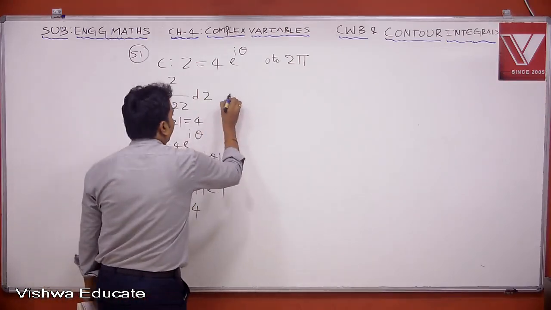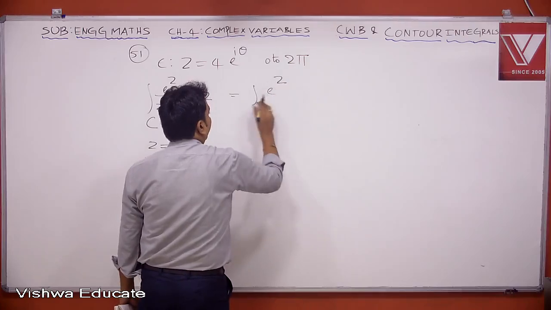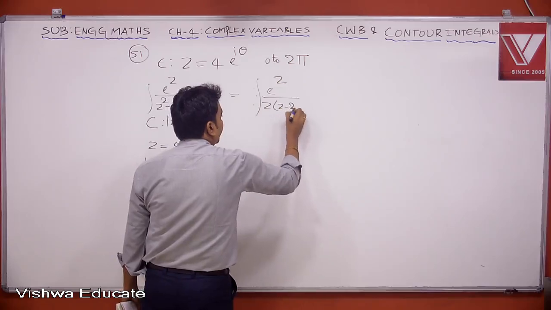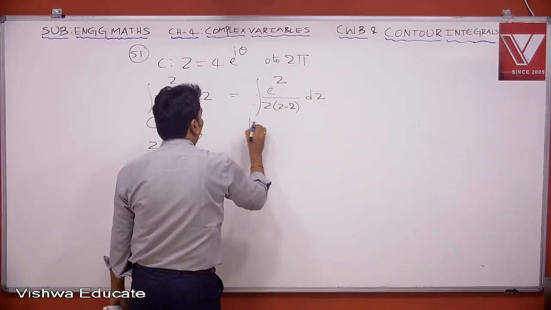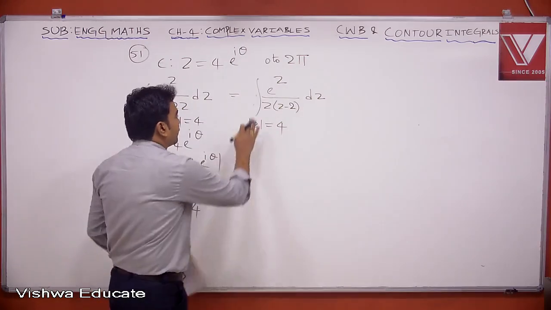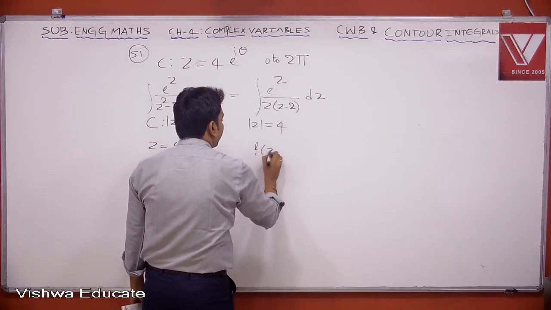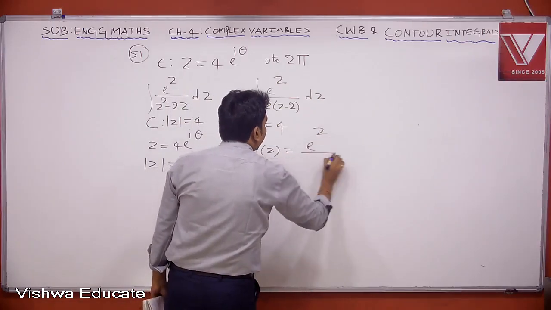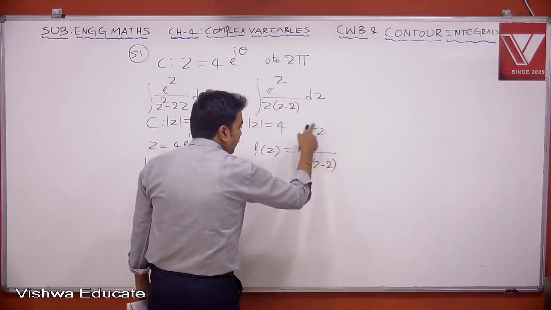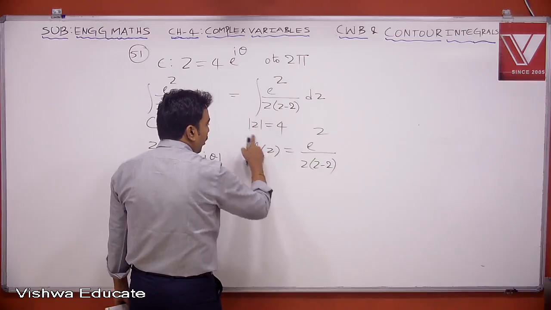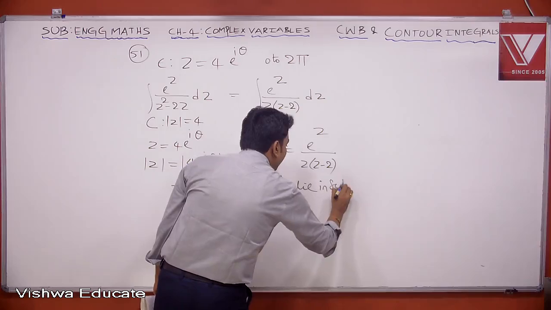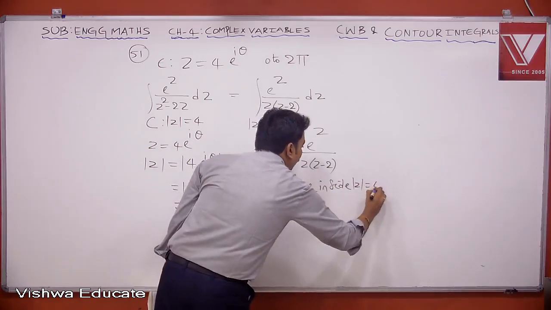Now this integral is the integral of e power z divided by, with the denominator written as z into z minus 2, dz over mod z equal to 4. Now what is my f of z? The total function f of z is e power z by z into z minus 2. So 0 is a singular point and 2 is a singular point of the overall function. Both belong to this circle. So 0 and 2 lie inside the circle mod z equal to 4.